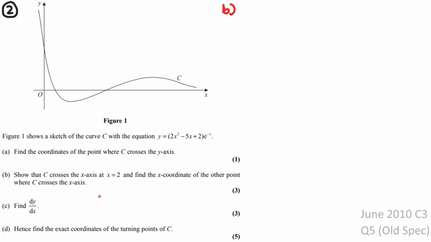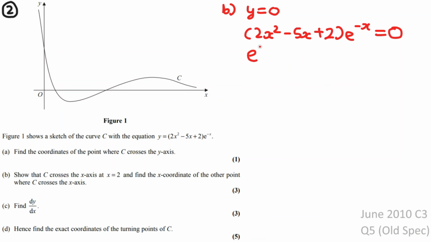Okay, so for part B, we need to show that C crosses the x-axis at x is equal to 2, and we need to find the x-coordinate of the other point where C crosses the x-axis. So it crosses the x-axis when y is equal to 0. So what we need to do is set y equal to 0 in this equation here and solve it. So this is going to make it (2x^2 - 5x + 2) times e^(-x) is equal to 0.